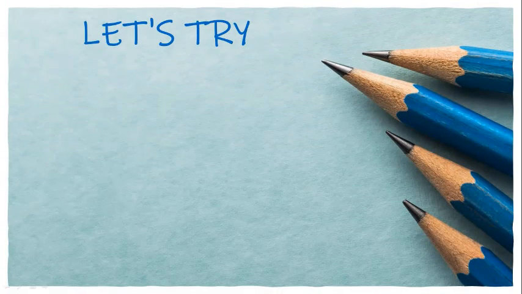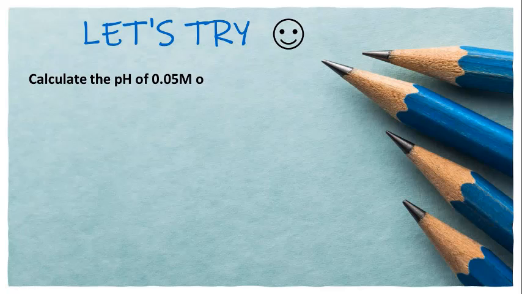Next, let's try the second example. Question: calculate the pH of 0.05 molar of sodium hydroxide solution. From the question, sodium hydroxide is a strong base, and 0.05 molar is the initial concentration of sodium hydroxide. And again, to find the pH, we must find the concentration of proton or concentration of hydronium. So for this question, we start with the dissociation equation of sodium hydroxide.